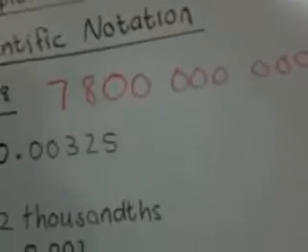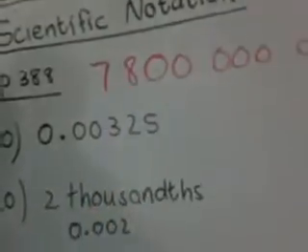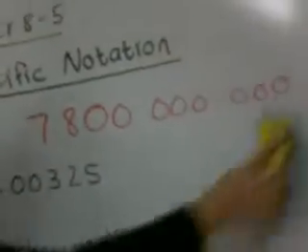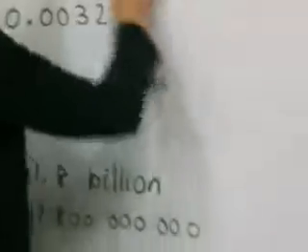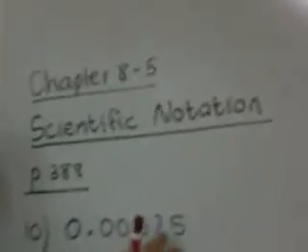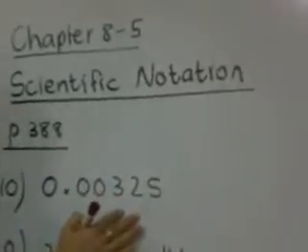That is a huge number, okay? 7.8 billion, that's a huge, huge number. That is the size of the universe. So, because of our limited space in textbooks, etc., scientists developed what we call scientific notation, and this is how it works.